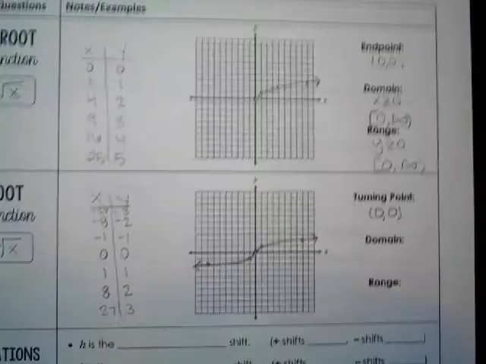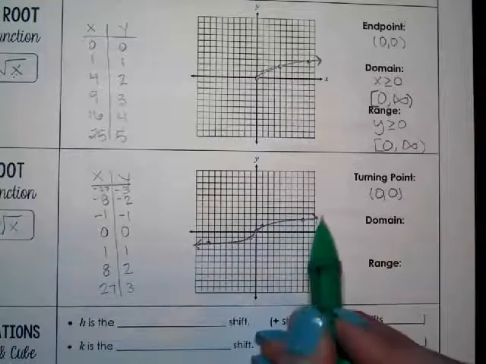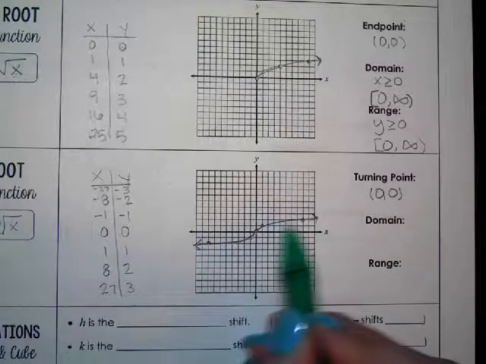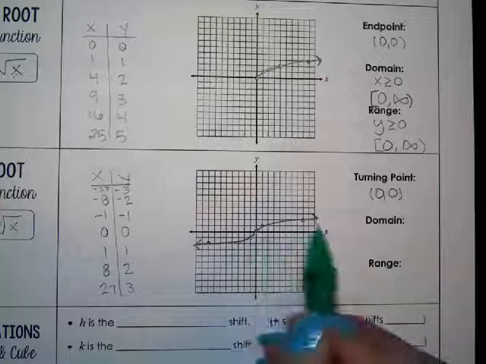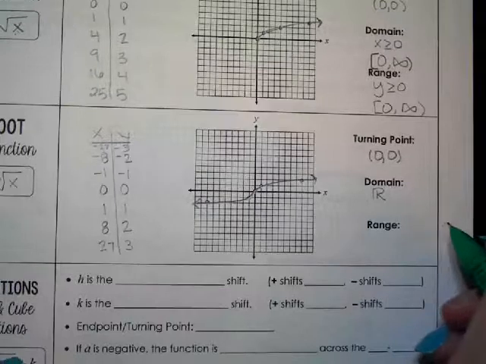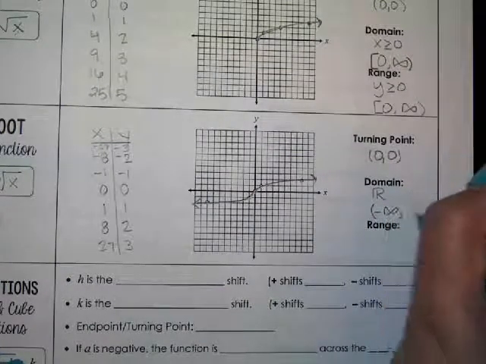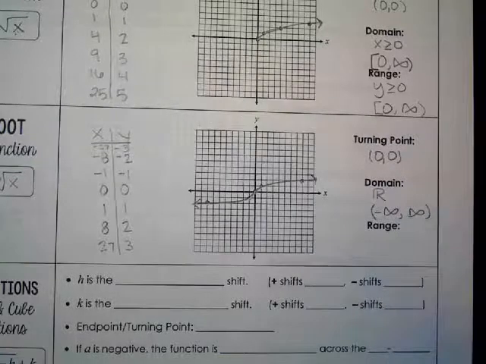All right, the domain on this one, what do you guys see? We got negatives and positives this time. All real numbers, okay. Or what if we do the interval notation? Yeah, negative infinity to positive infinity. It's got that left arrow and it's got that right arrow.